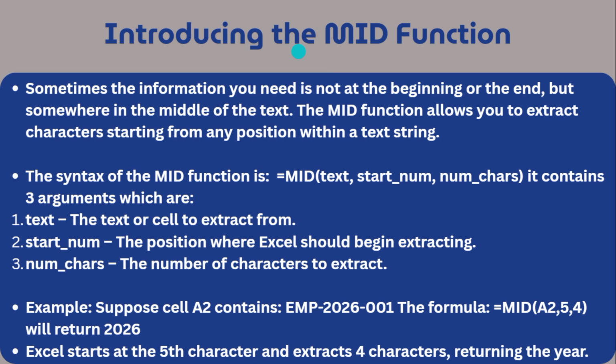So now suppose cell A2 is EMP-2026-001. The formula is =MID(A2,5,4). So we are dealing with A2, the cell that contains EMP and so on. Then the start number is 5. That means EMP and the hyphen, because the hyphen is also a character, are skipped. Then it counts 4 characters from there, and that's why it will return 2026.